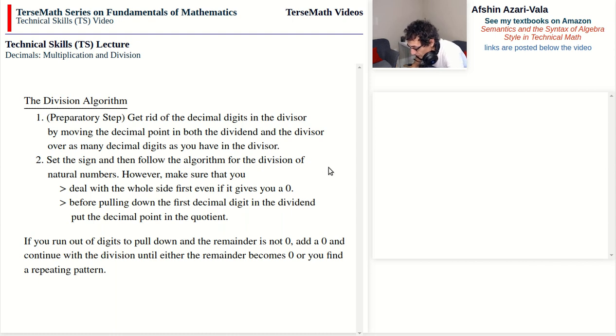2 things to keep in mind. One is that you must deal with the whole side first before you even touch the fractional side. And number 2, before you pull down the first decimal digit, that's the first digit on the right side of the decimal point, you should put the decimal point at the top. In case you run out of digits and the remainder is not 0, you can always add a 0 and pull it down and continue with the division until you either get a remainder of 0 or you find a repeating pattern.